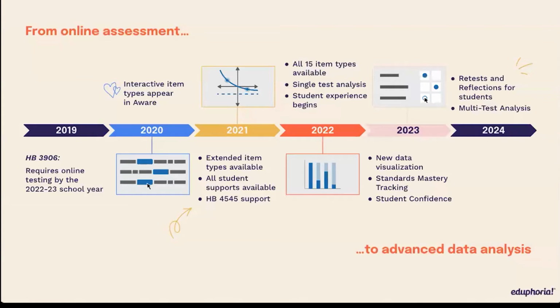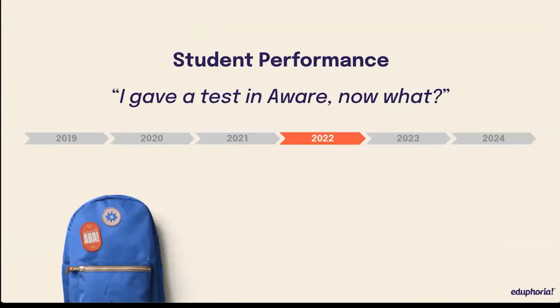So to start off, I want to just briefly talk about this timeline. We've shown this during the updates for the last couple of years for the spring updates. And we had basically this general timeline where starting in 2019, we really started getting some legislation changes. And then in 2020, we started doing some of the technology enhanced items up into 2024, where we released multi-test analysis. And kind of continuing with that, I want to focus in just briefly in 2022 on answering this question: I gave a test in Aware, now what?